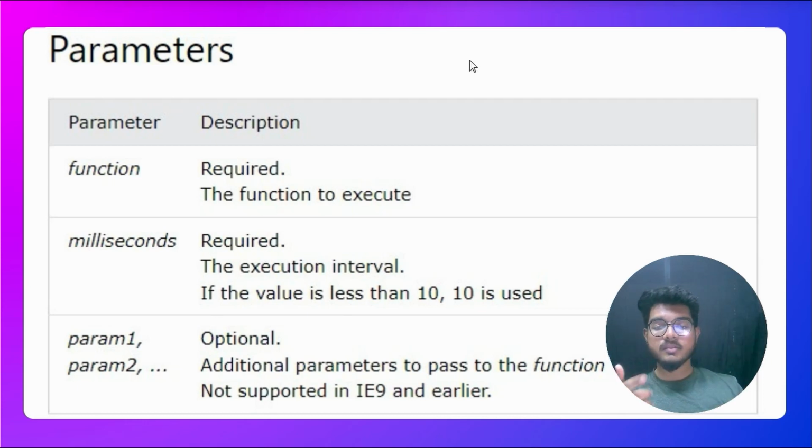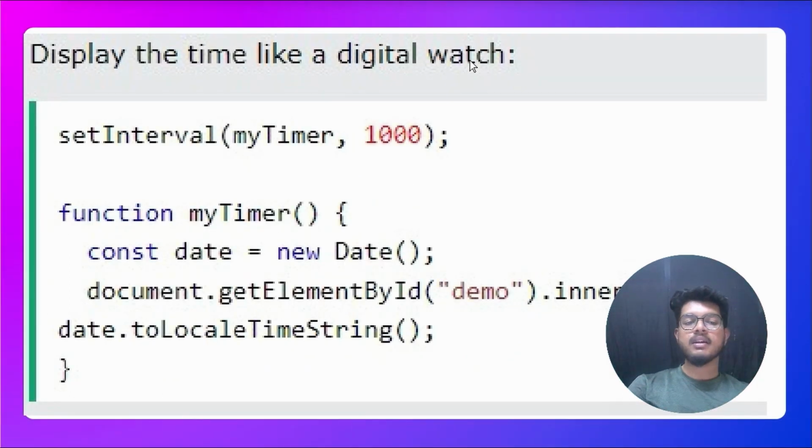For your compiler or interpreter to understand, it by default takes 10 if you give values less than 10. Parameter 1, parameter 2, all of these are optional. If you want to pass any values to the function, you can pass them as well. That is parameter 1, parameter 2. Okay, this is one of the examples.